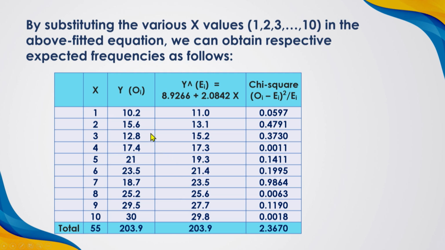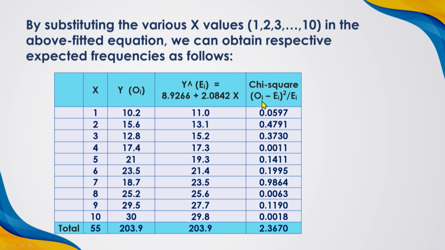Once you obtain your observed and expected frequency, the next immediate part is the calculation of the chi-square test. As you know, the formula for chi-square is OI minus EI whole square by EI. It means that you take the difference between the observed and expected frequencies, square it, and divide by the same expected frequency, and you can obtain each and every chi-square value. By getting the total, you get your chi-square calculated value. Here this column specifies your observed frequency OI, and this column specifies your expected frequency EI.